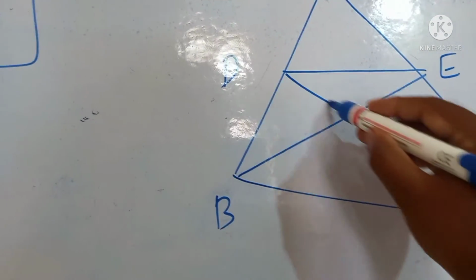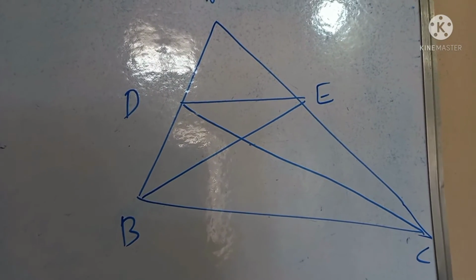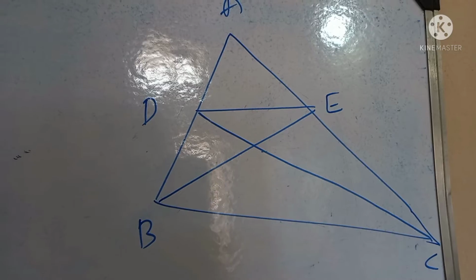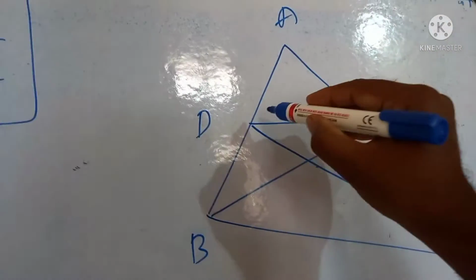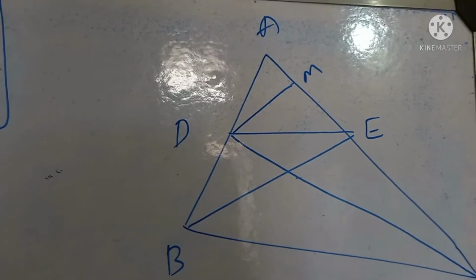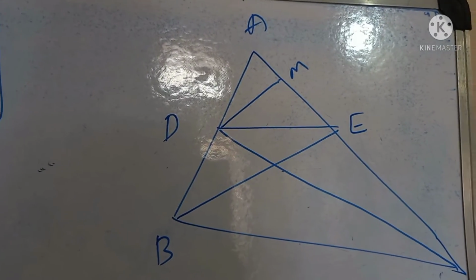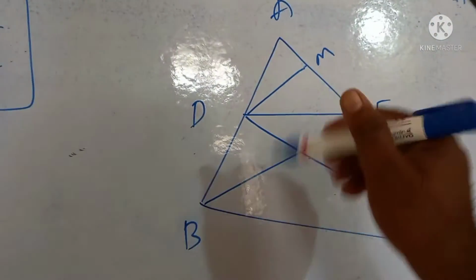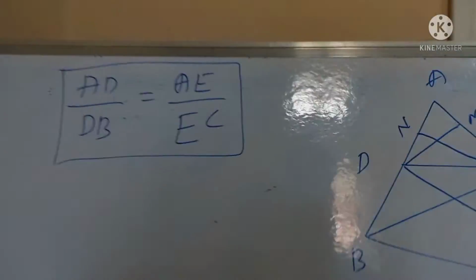BE and then CD. This is the one construction. After that, draw DM perpendicular to AC. Here AC is there, DM perpendicular to AC, and then EN perpendicular to AB. Okay.